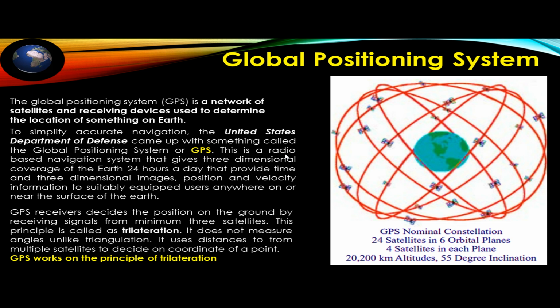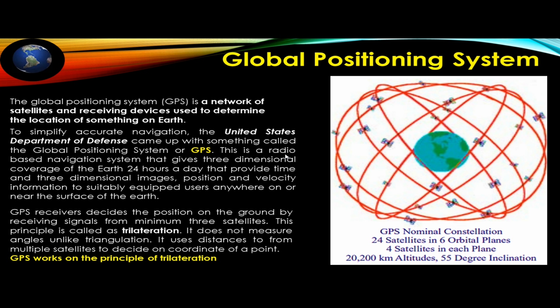GPS receivers decide the position on the ground by receiving signals from a minimum of 3 satellites. To access any receiver position, you need a minimum of 3 satellites. The principle on which GPS works is the trilateral principle. It does not measure angles, unlike triangulation, because in triangulation you have to measure angles and two more distances. But in trilateration, there is no need for angle measurement.